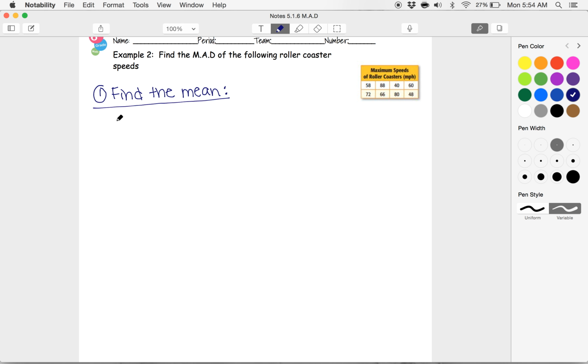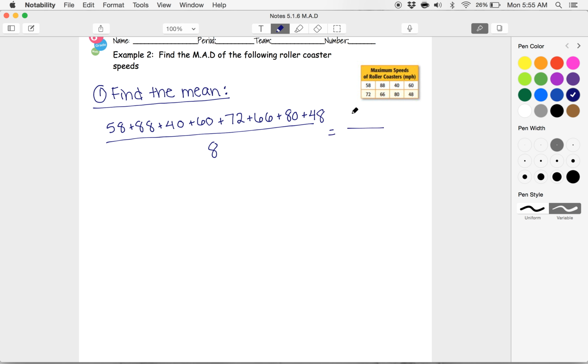Okay, to do that, we have to add all of our values. So 58 plus 88 plus 40 plus 60 plus 72 plus 66 plus 80 plus 48, all divided by, let's see, 1, 2, 3, 4, 5, 6, 7, 8. 8.